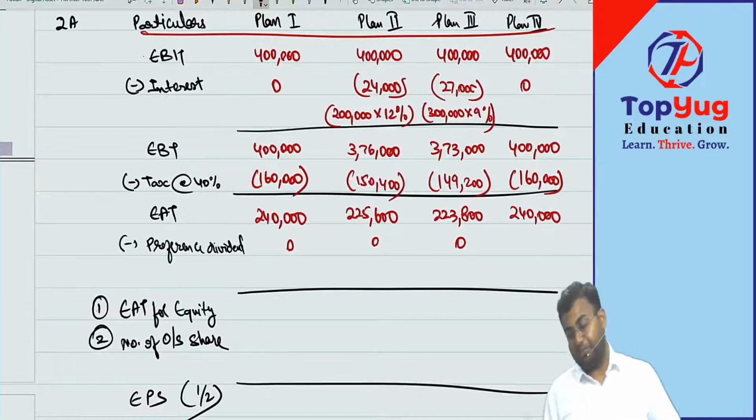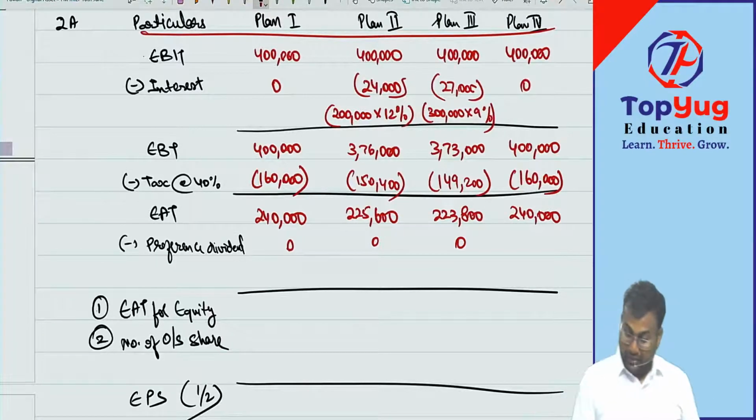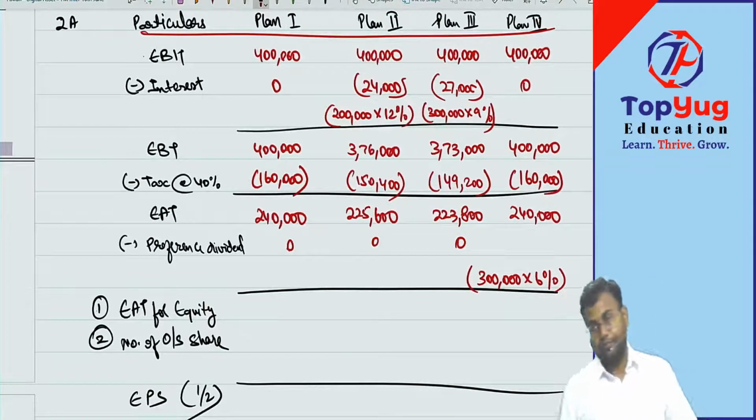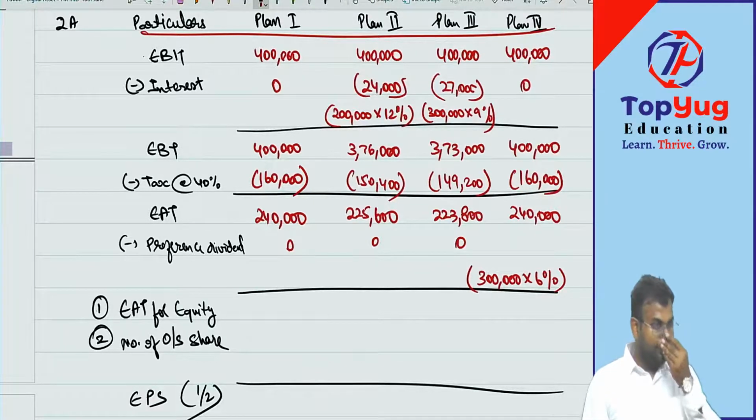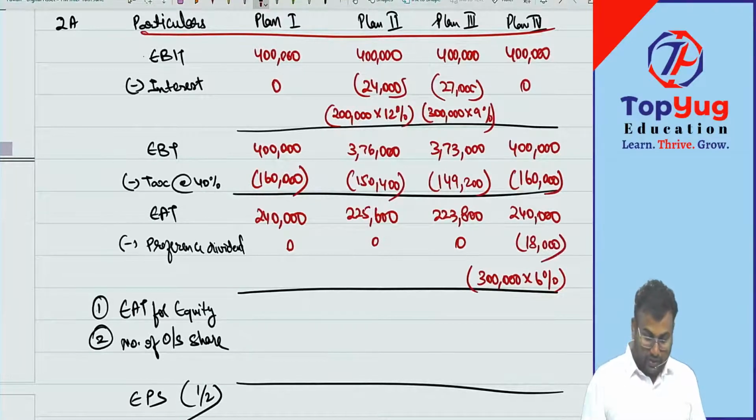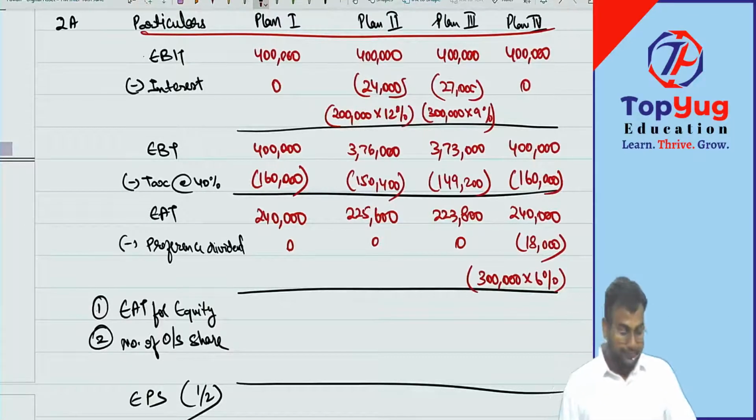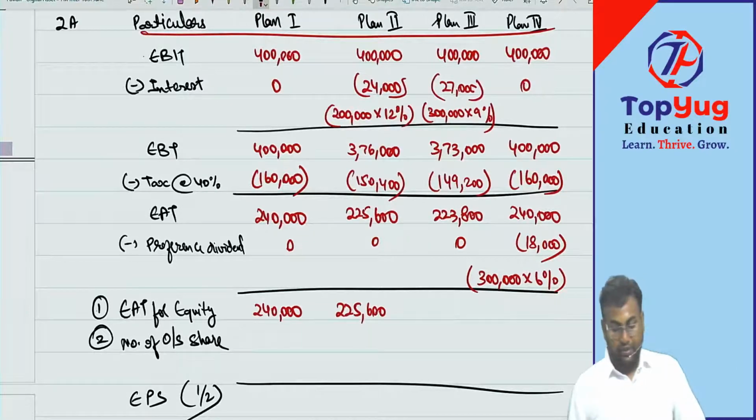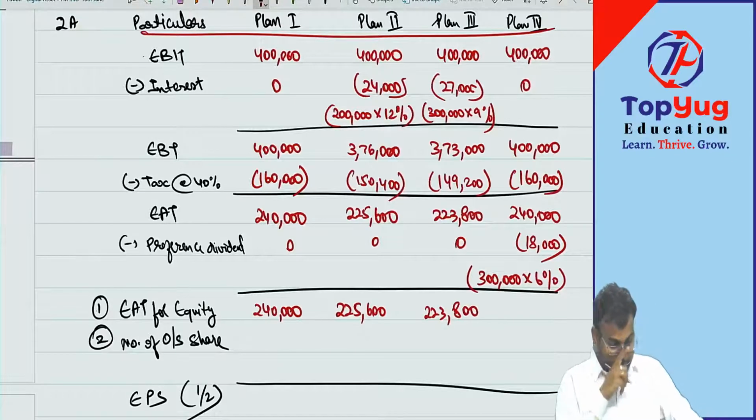In the first three options there is no preference capital. Only in the last option you have 3 lakhs into 6%. So that would be how much? 18,000. How much is EAT for equity, dear? 240, 225,600, 223,800.